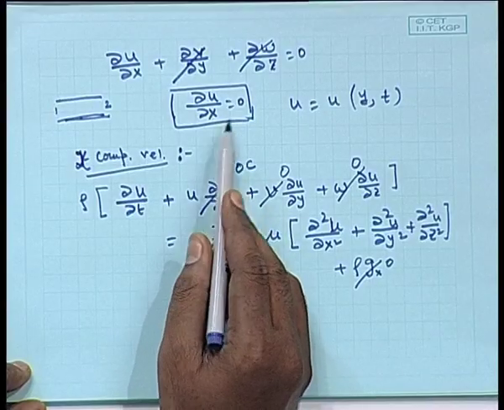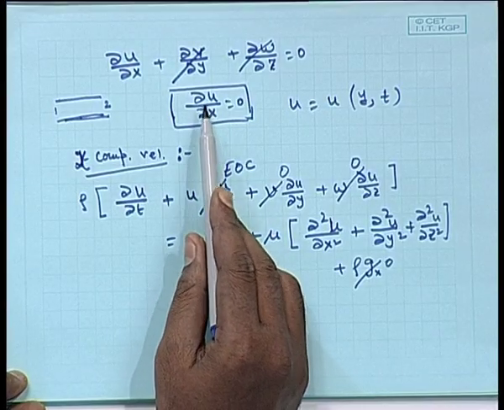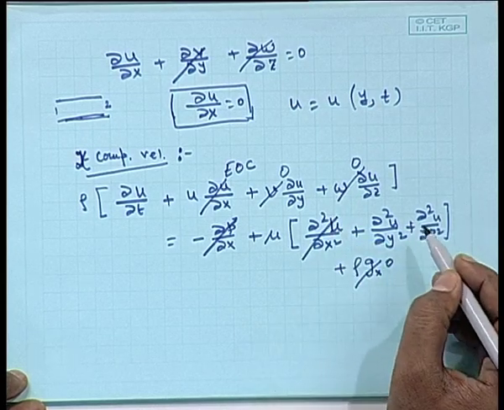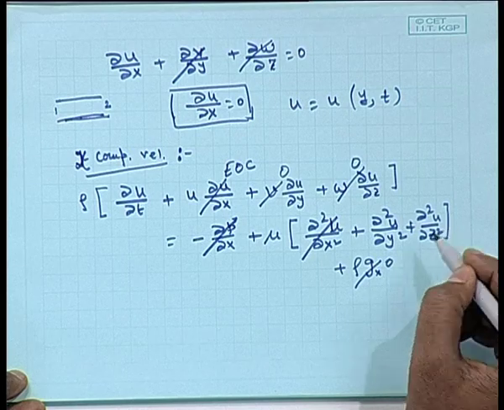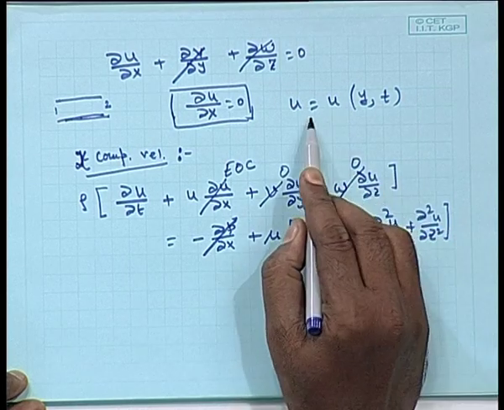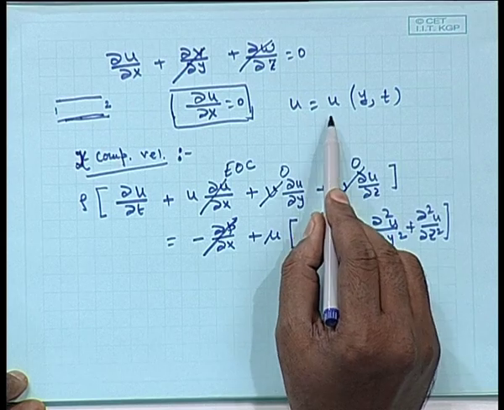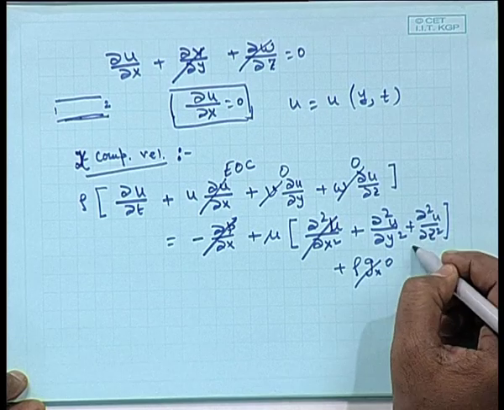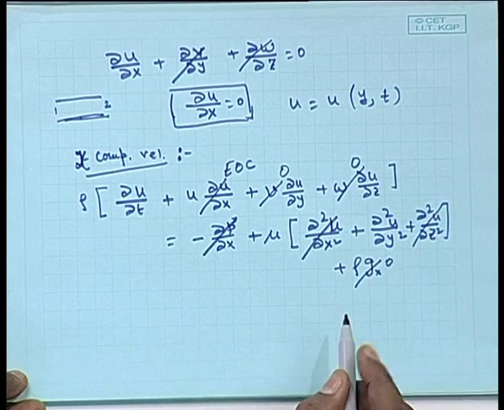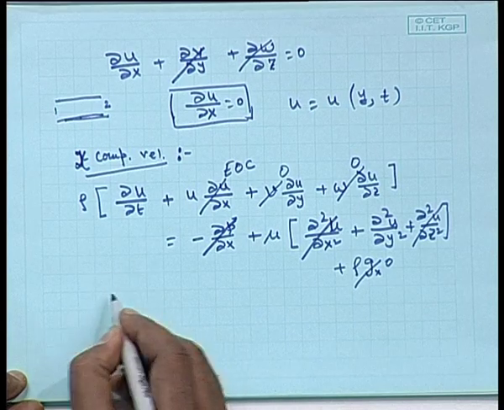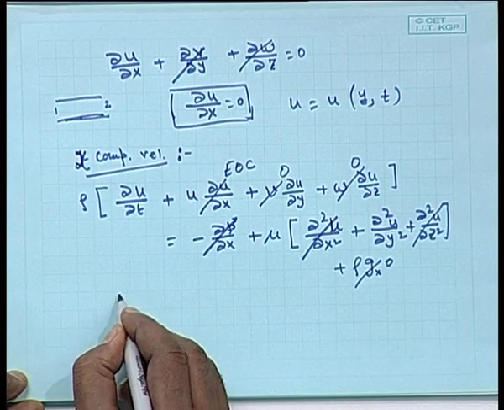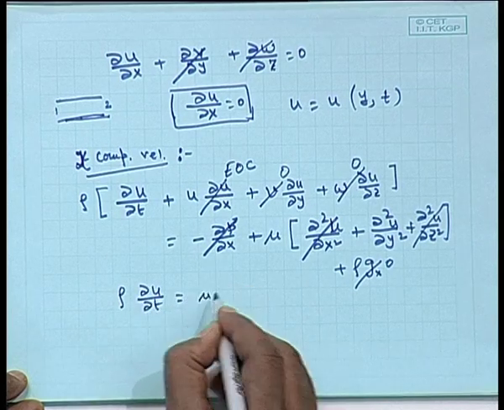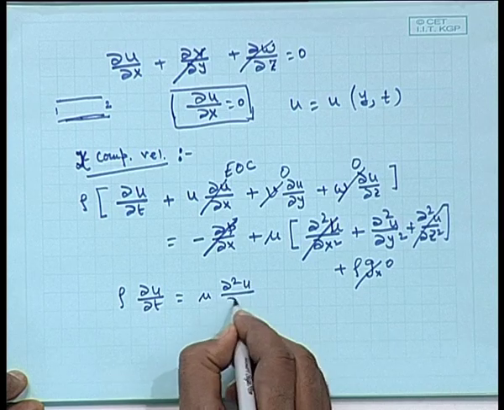Del u del x equal to 0, one more derivative with respect to x will give you del square u del x square equal to 0. So, this term will be off as well. Del square u del y square will be present, because from the equation of continuity we have come to the conclusion that u is a function of y as well as t. So, this term will be present, and del z of anything will be gone. So, this term will be off. So, in essence the simplified equation of motion in the x direction gives you rho del u del t is nothing but mu del square u del y square.